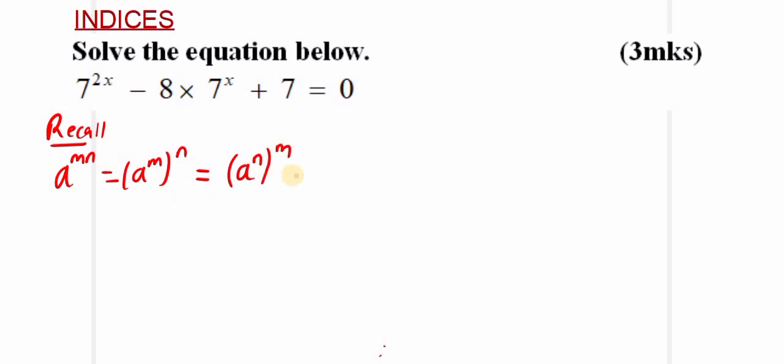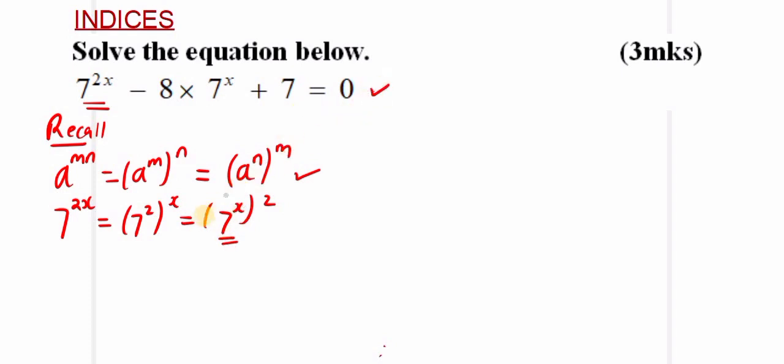Now we are going to apply this to the first term of our equation, that is 7 raised to 2x. If we have 7 raised to 2x, we can as well have it as 7 power 2 raised to x, and this is the same as 7 power x raised to 2. Now, the choice of expression to use in our equation will depend on how convenient it will be in helping us solve the equation. So, I want us to apply this last one here.